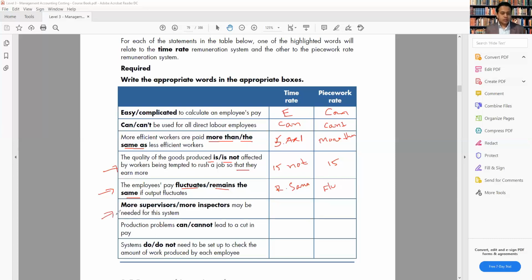Next one, more supervisors or more inspectors may be needed for the system. For the time rate, we need a supervisor, because someone is the manager who will look after the team. But for piecework, we need to check the work you have done, to see how good the quality is. So we need more inspectors for piecework.